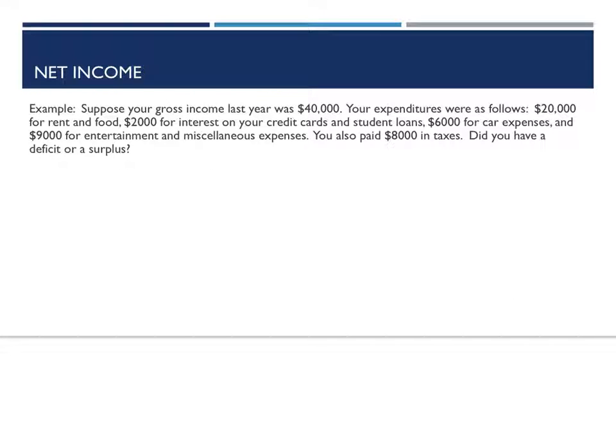So, playing with the income formula. Suppose your gross income was $40,000, your expenditures were $20,000, $2,000, $6,000, $9,000, and $8,000. Do you have a deficit or do you have a surplus? Well, our only receipts were the $40,000.